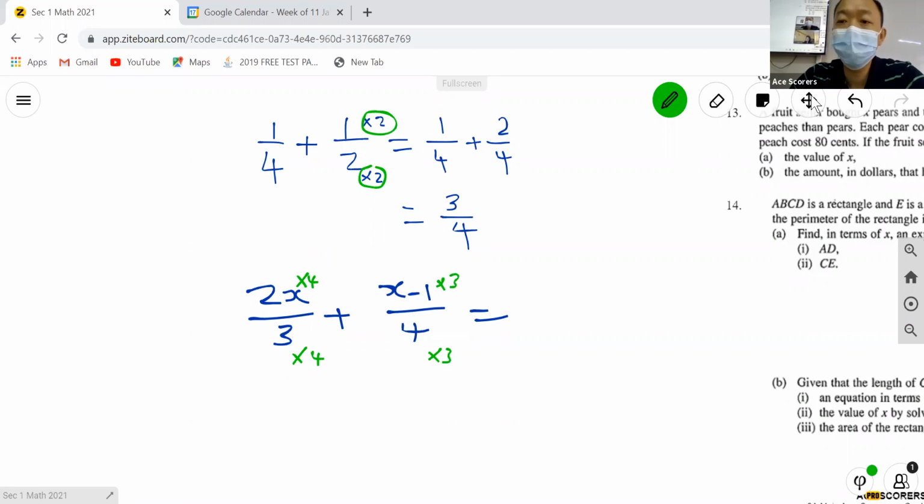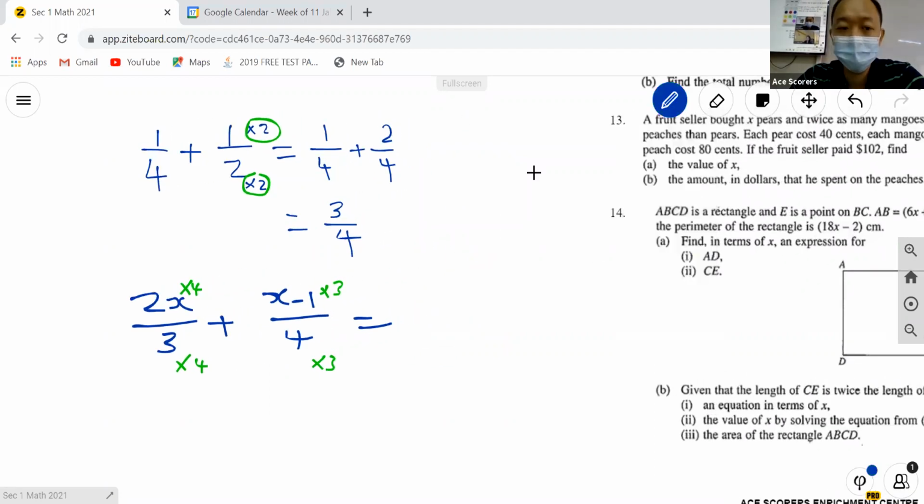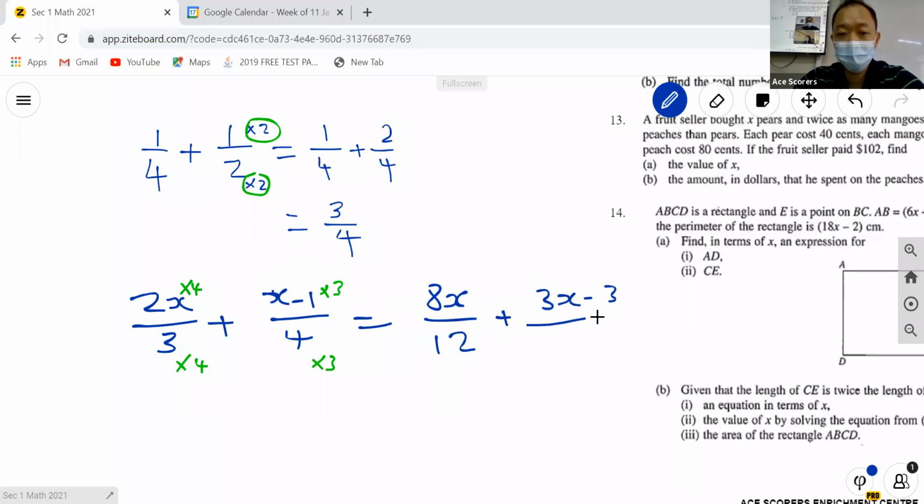Okay. Then our outcome will be, you see, 2x times 4 will end up with 8x. And the denominator, of course, becomes 12. Now here, 3x minus 1 times 3. We got a rainbow, the 3 got to multiply with x, also must multiply with 1. So we end up with 3x, take away 3 over 12.